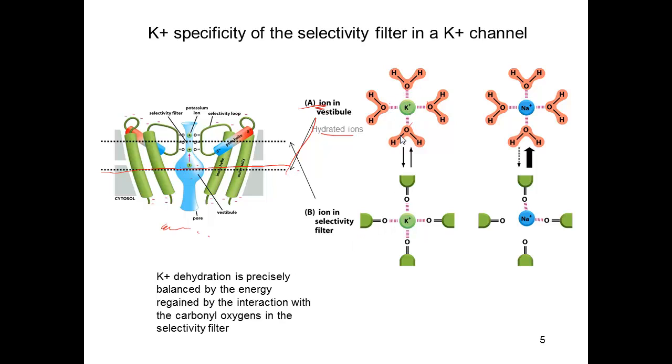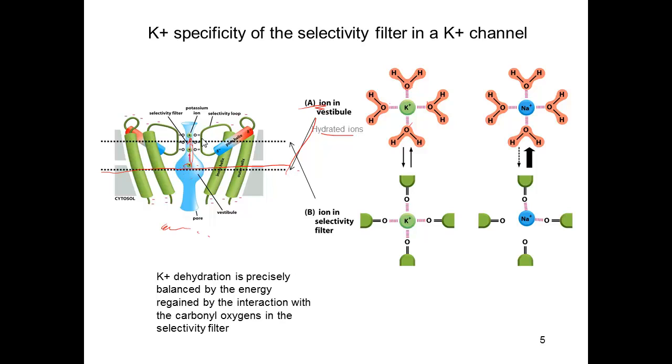Again, if the potassium is stabilized by four water molecules here in the vestibule, for it to flow in this direction, it has to have an approximately equal degree of stabilization. Otherwise, it would be energetically unfavorable to move up in the selectivity filter. So how does the protein do that?